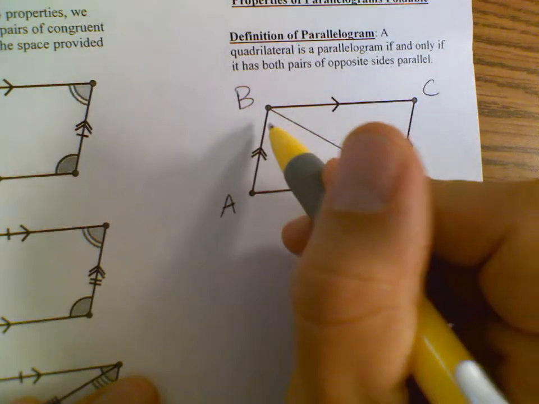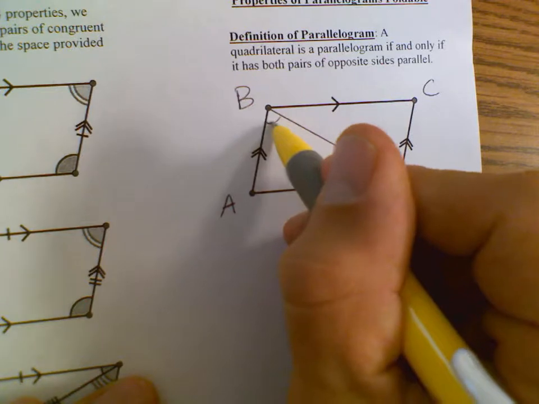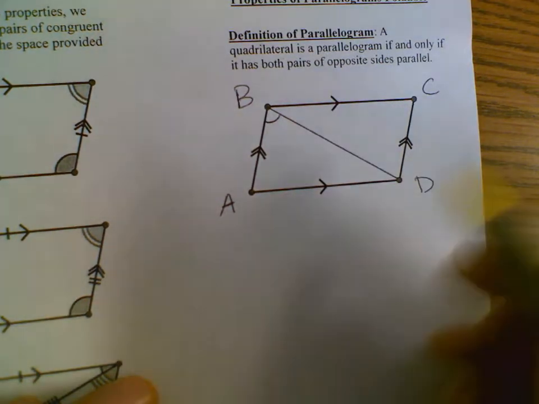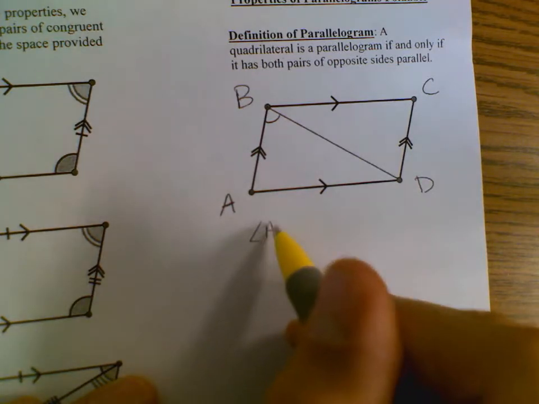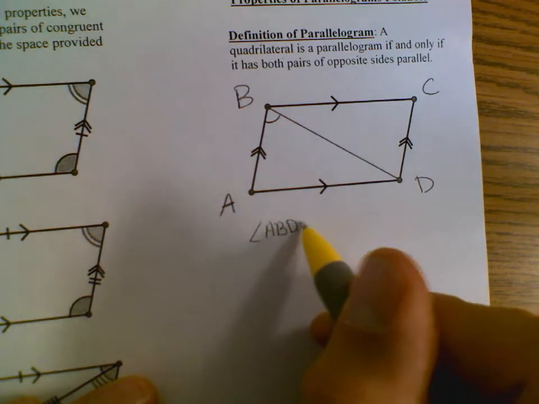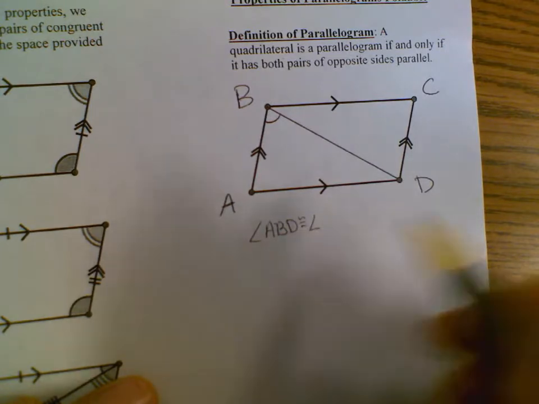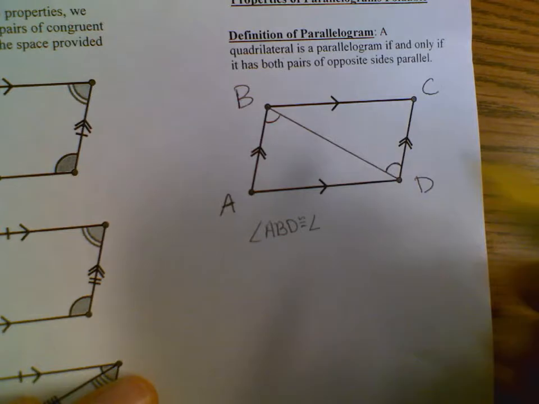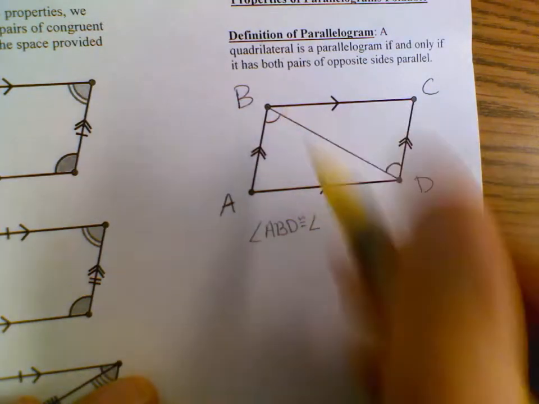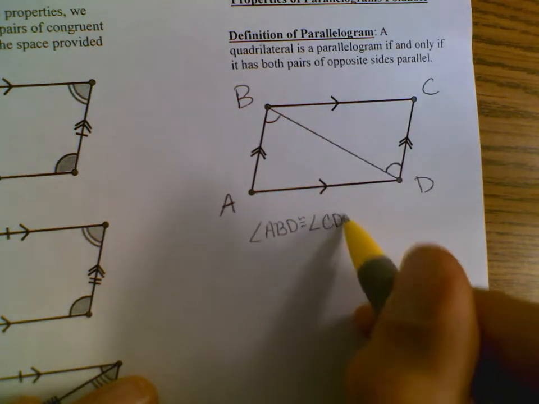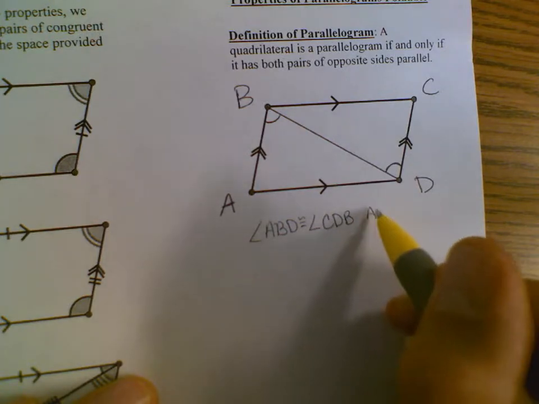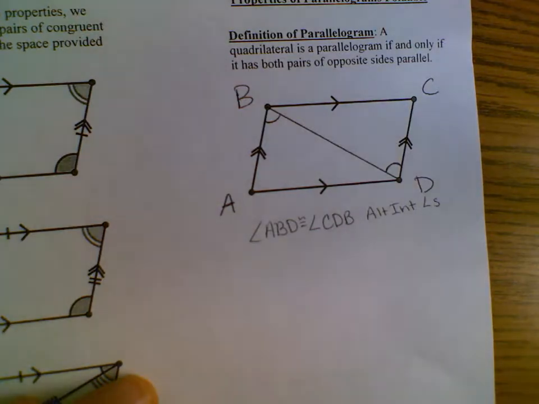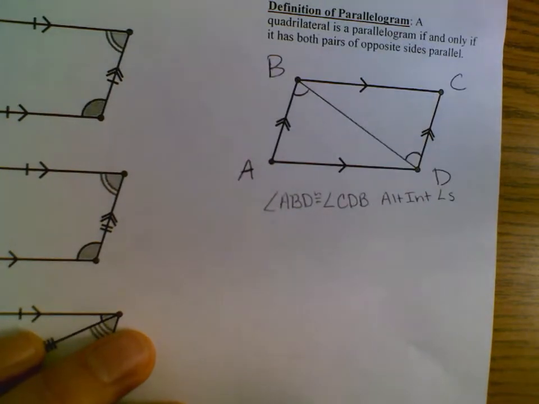All right, so we're going to come up here to this angle at the top left. That's angle ABD. What is ABD congruent to? You've got to name it correctly, don't you? CDB. And we say that's by alternate interior angles theorem, right? So if we just say alternate interior angles, that's enough for me.